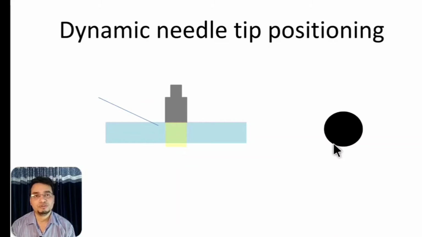What I am going to discuss today is dynamic needle tip positioning. Many people do not understand the concept and the technique of dynamic needle tip positioning. So what is it? Let's understand that first. When we visualize the vein on ultrasound, the vein appears as a circular anechoic cross section when the needle is not inside the vein.